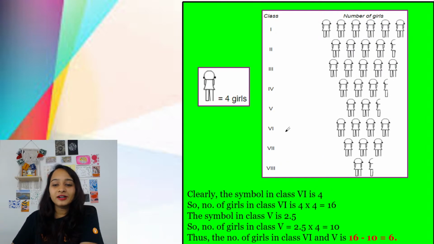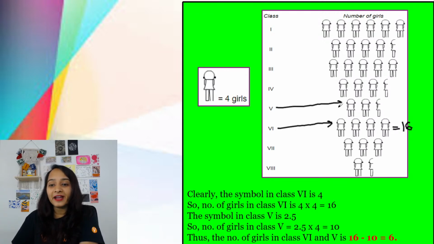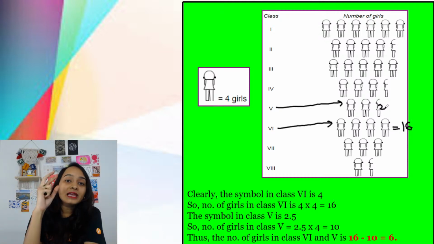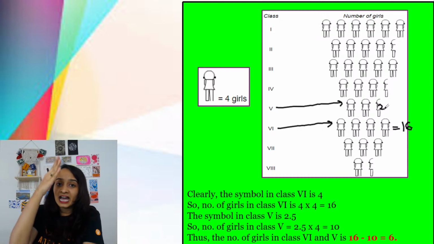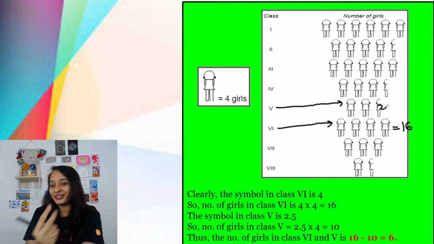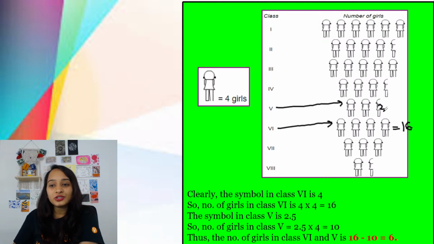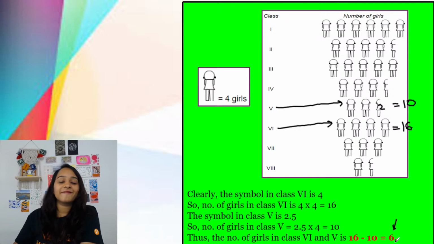The number of girls in grade 6 is 4 plus 4 plus 4 plus 4, which is 16. So totally there are 16 here. While in grade 5, it is 4 plus 4 plus 2, because if one full image is 4 girls, then half of that image will only represent 2 girls. So 4 plus 4 plus 2 will give you totally 10. So how many more are there? Find the difference. 16 minus 10, which is equal to 6. Okay?